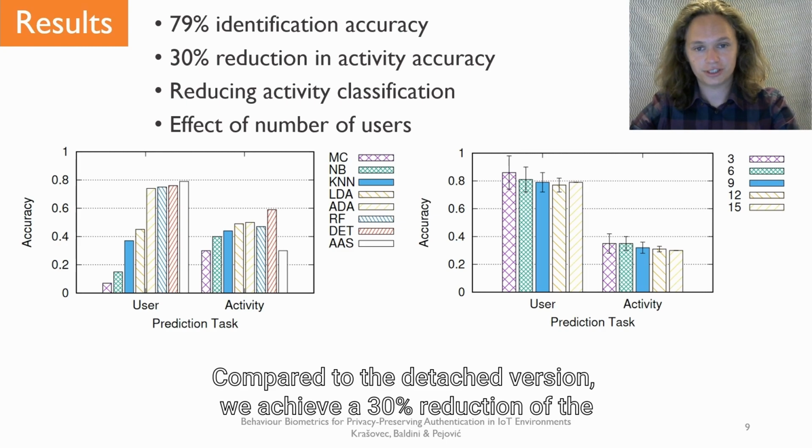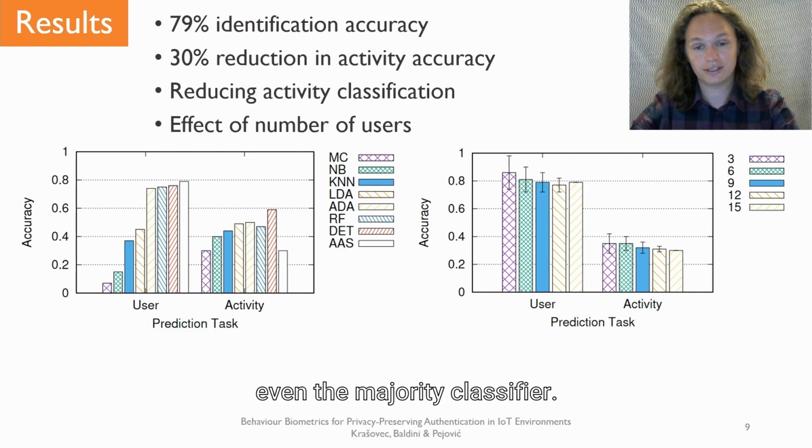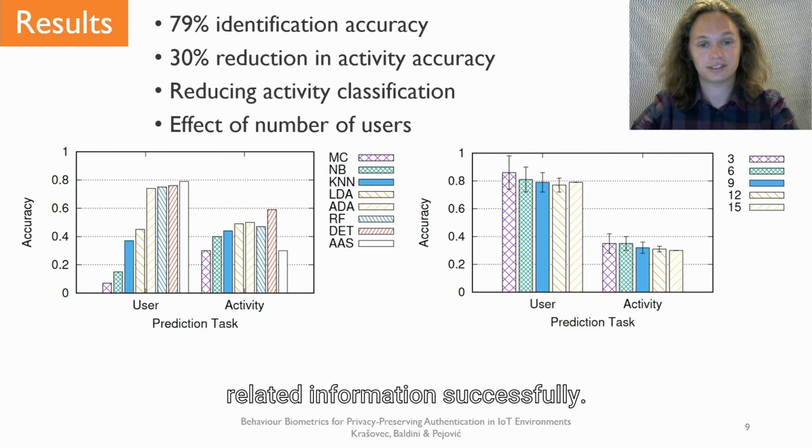Compared to the detached version, we achieve a 30% reduction in the activity recognition task, and at the end, we perform worse than even a majority classifier. That shows that our system is able to obfuscate activity-related information successfully.